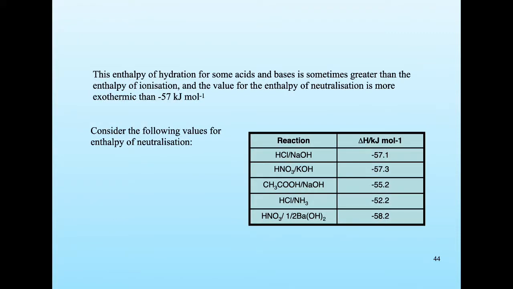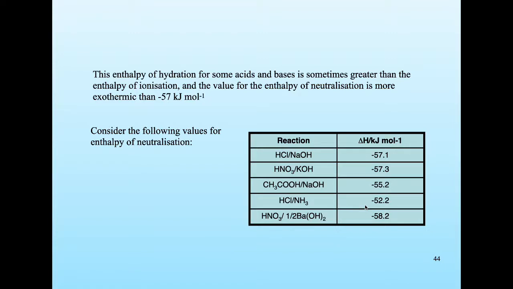So the enthalpy of neutralization of some acids and bases is sometimes greater, meaning more exothermic than minus 57, precisely because of this. If you look at, for example, the reaction between nitric acid and barium hydroxide, you get more energy released when they react. And it's to do with the hydration enthalpies. Essentially, because in these reactions different ions are formed, they can be hydrated to different extents and more or less energy can be released.